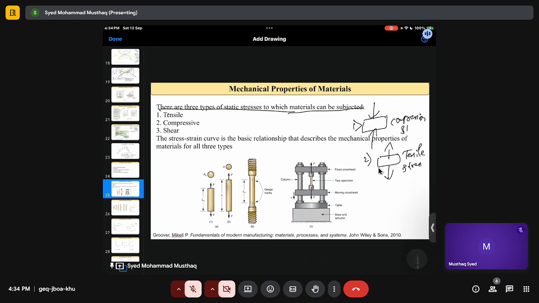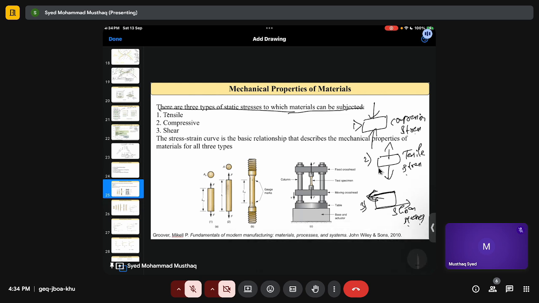The first is the application of compression stresses. The second is the application of tensile stresses. And the third one is you shear it. I mean, you keep one hand and move it in this direction, and you keep another hand and move it in this direction. This is called shearing, and we call it shear stresses. That's it. These are the three forces that you can apply. That's all.